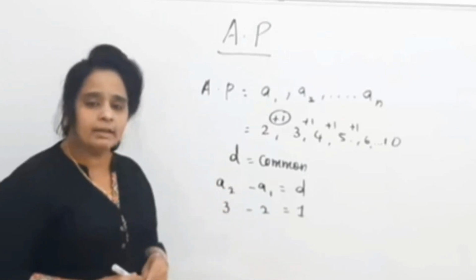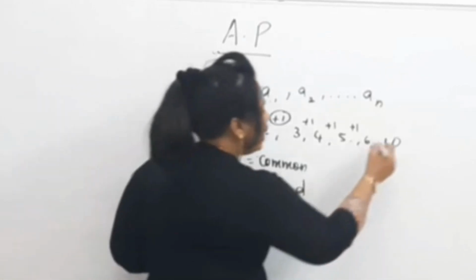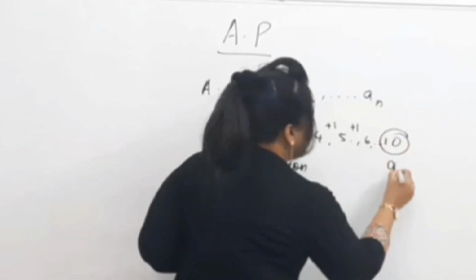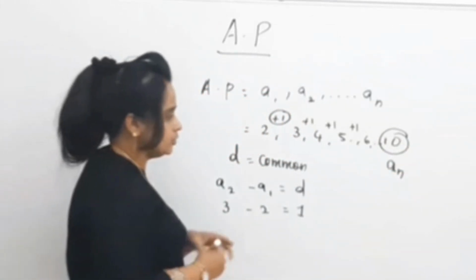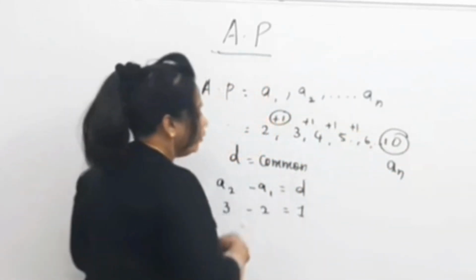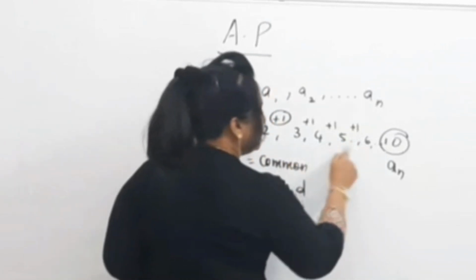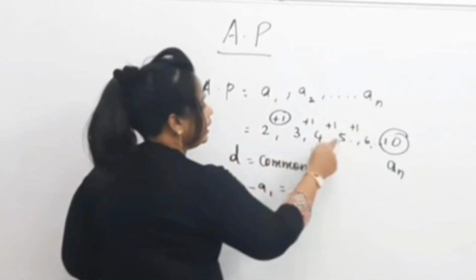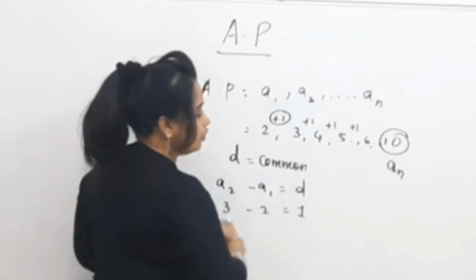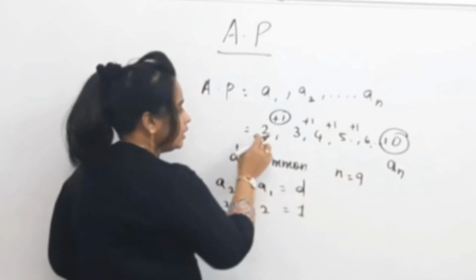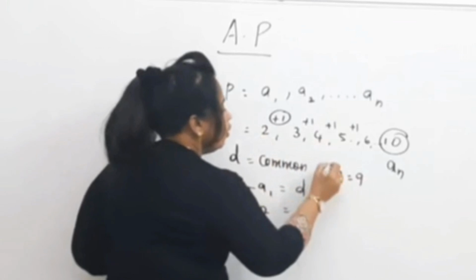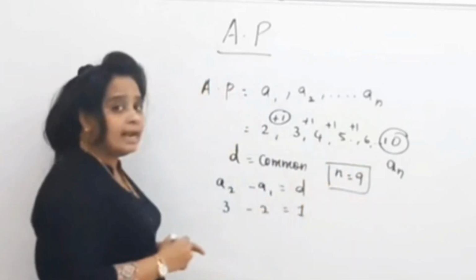So, these are the main concepts. And the last term is said to be the nth term. So, an is the last term. So, that is nth term. Now, here, how many n's are there? 1, 2, 3, 4, 5, 6. Of course, you understood n is going to be 9 here. 1 is not a term here. It starts from 2. So, my n is going to be 9 here.